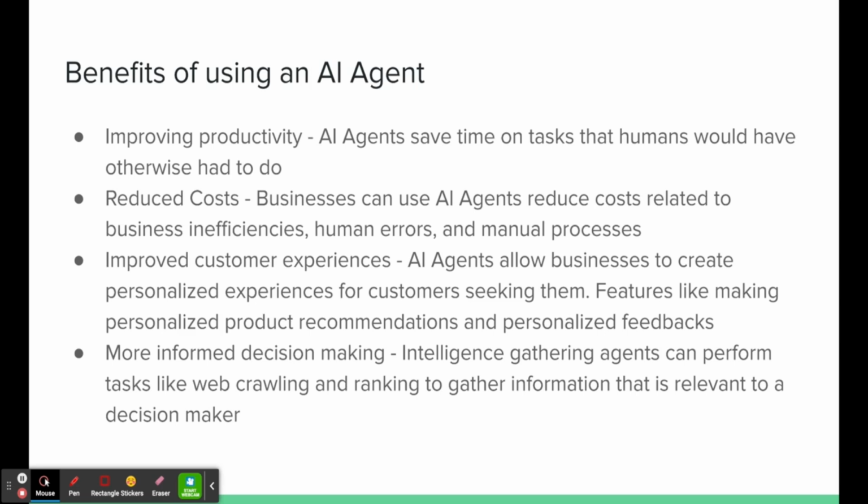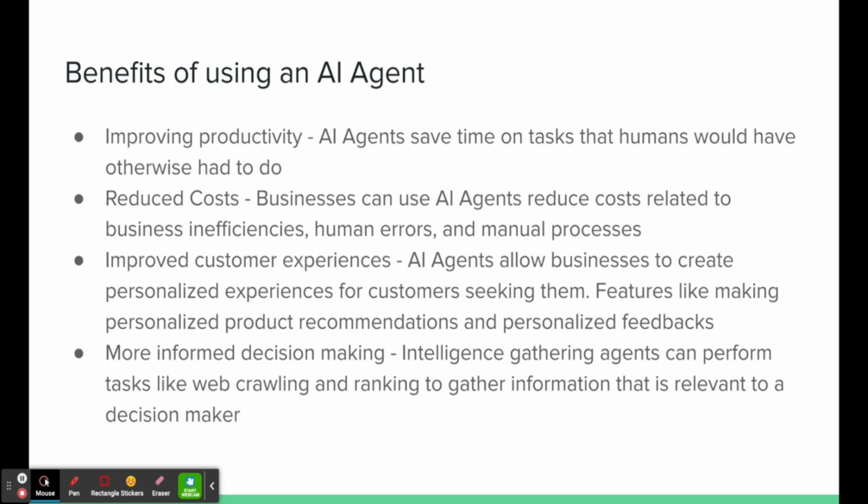So the benefits of using an AI agent are improved productivity. They save time on tasks that humans would have otherwise had to do. They are cheaper than humans since you're only paying for compute costs. And they also help with errors that human beings might cause, like incorrect data, or business inefficiencies, or manual tax processes that can be automated. This way it would reduce costs for the business, and it's a strong benefit of using AI agents.